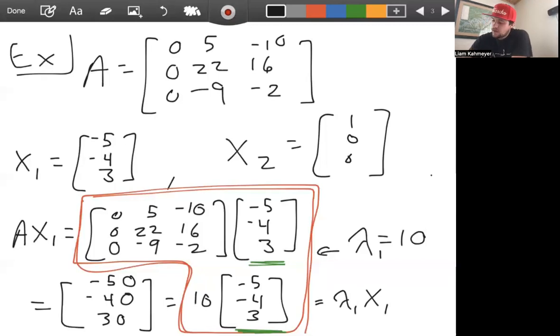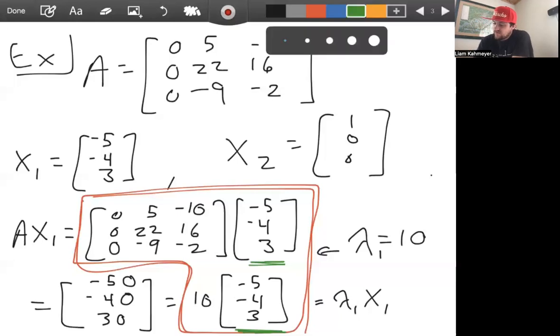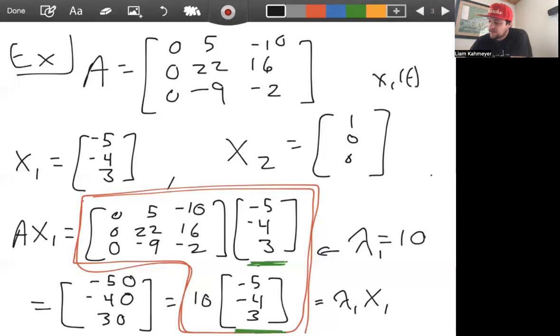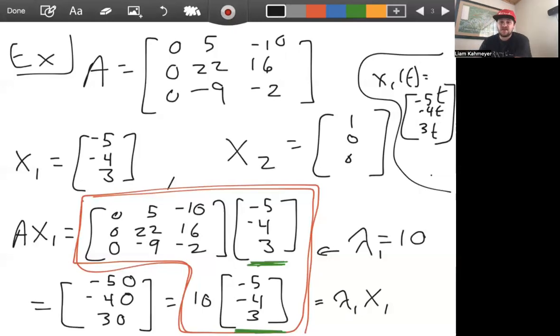You may notice that if you have an eigenvector, like in this case -5, -4, 3, this equation would still hold if you multiplied both sides by any scalar, right? So we would have x1 of t, which is -5t, -4t, and 3t. And this is an eigenvector for all t in R. And so you have an infinite number of eigenvectors here for a given eigenvalue just by scaling this.